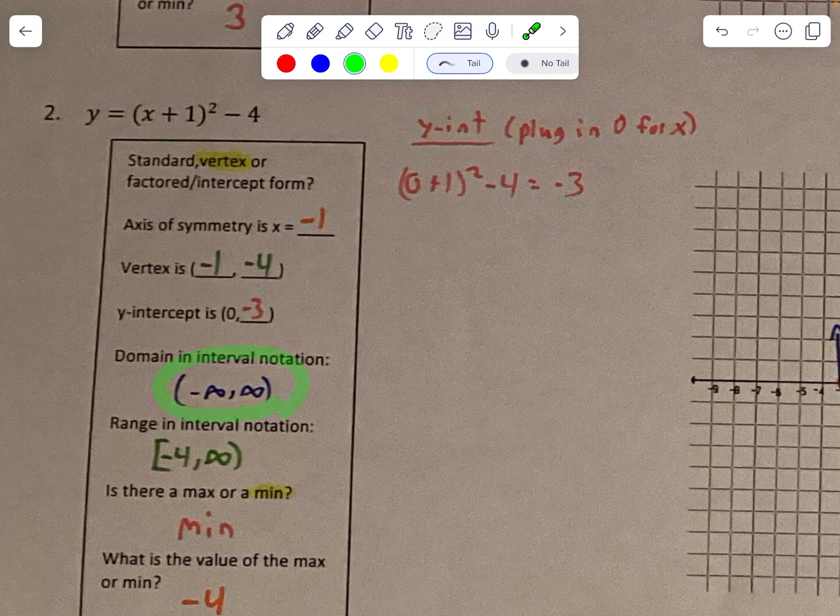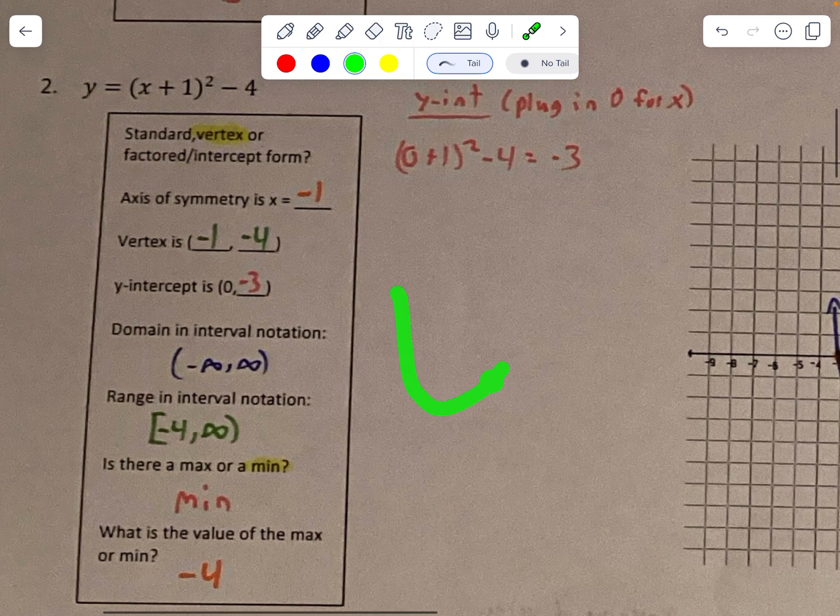Domain for all of these is -infinity to infinity until we get to word problems. Range, since the a value is positive right here, is going to go from the y value of the vertex up forever. So -4 to infinity. Since it opens upward like this, we know we have a minimum. The minimum is, again, the y value of the vertex.